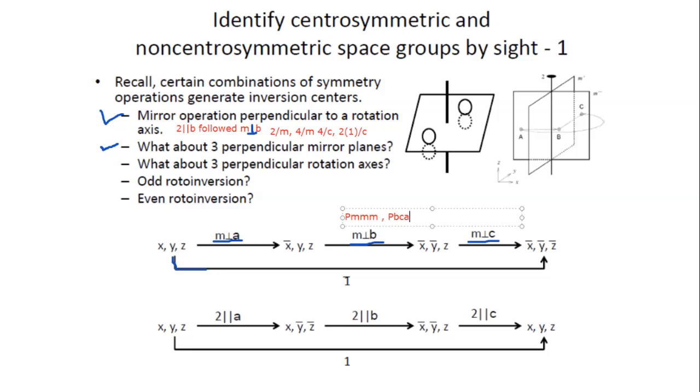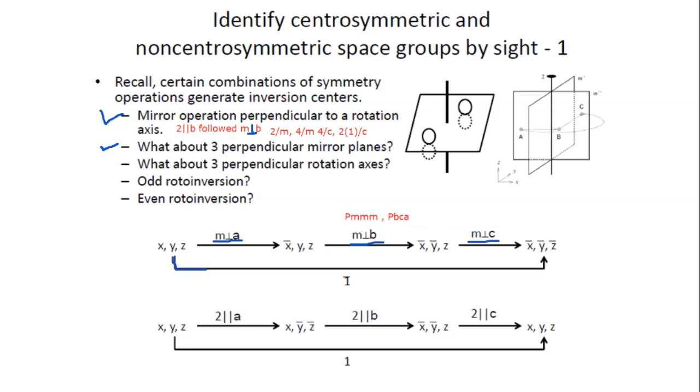Now if you have a combination of mirror planes and glide planes, it's still going to give you an inversion center. However, when you have a combination of both, it's going to shift it off the origin. And I might show you an example of that here in just a moment.